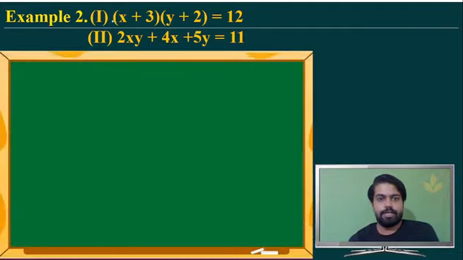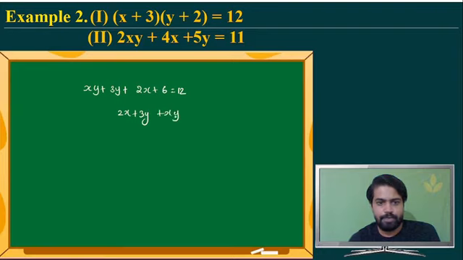Here the degree of x and y, you can see it's multiplied, but you don't have to worry much, until you solve it you will not get to know. Let's see, when I multiply x into y, we get xy, plus 3y, plus 2x, plus 6 equal to 12. When I simplify, I get 2x plus 3y plus xy equal to 6. Let's keep it as one equation. And the second equation is already given in this format only.